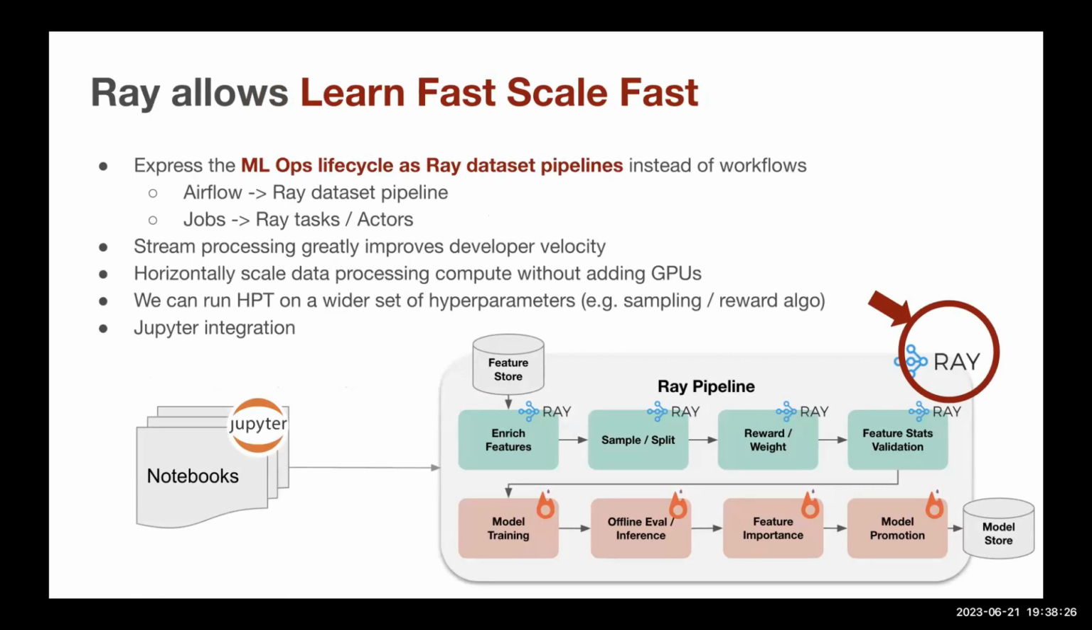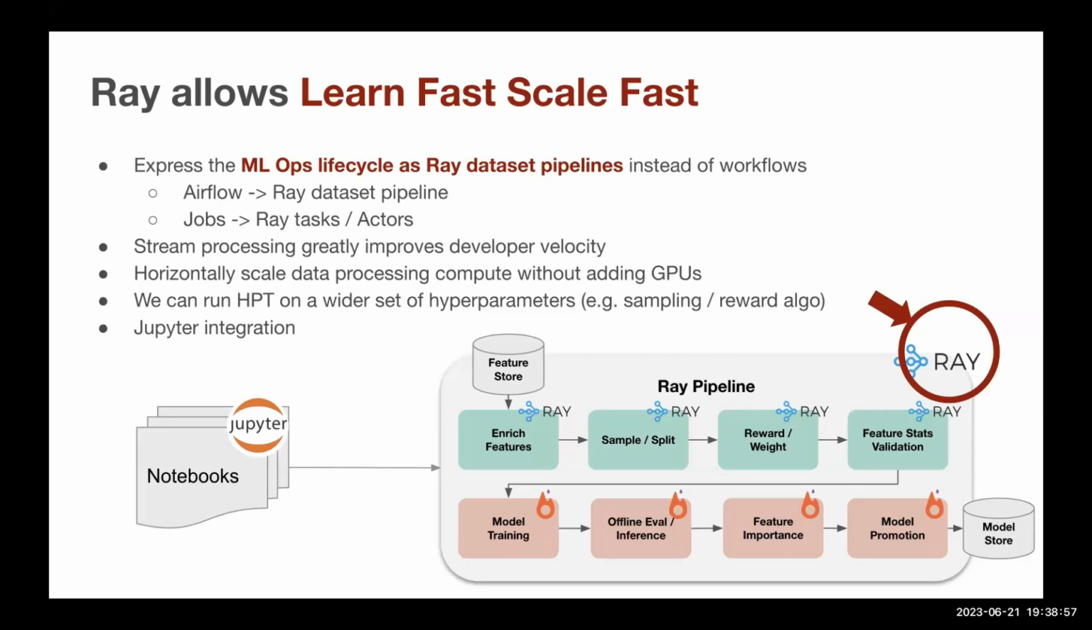Right? And the idea then is that using Ray, and I want you to quickly remind yourselves of what Eric was talking about earlier and some of the diagrams, right? The idea is to express the ML ops life cycle as Ray pipelines instead of Airflow workflows, right? Instead of Airflow, you want to do Ray dataset pipelines. Instead of writing Spark jobs, SQL jobs, et cetera, we want to write Ray tasks and actors. And that's not all of it. There's a lot of really good stuff that comes out of it.